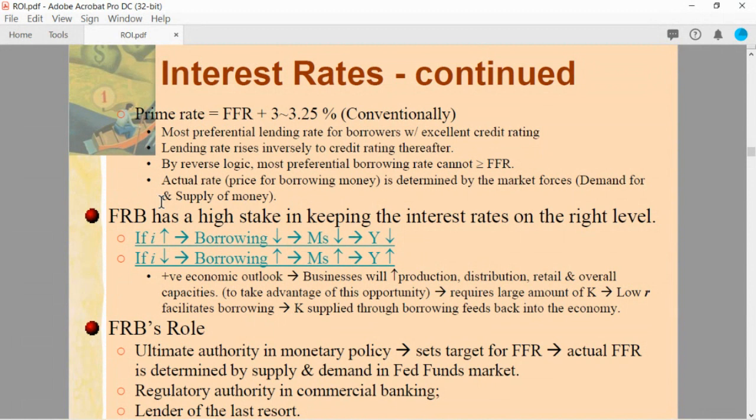It's not because the lenders are not lending. It's because the borrowers are not borrowing. You understand? I wrote borrowing goes down, not lending goes down. Yeah, because it costs too much.